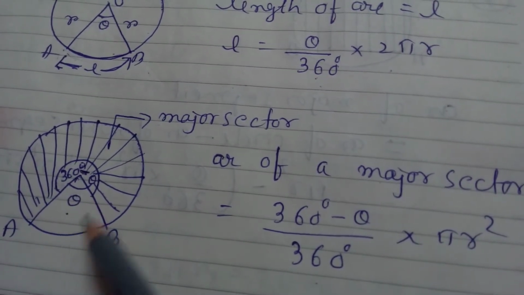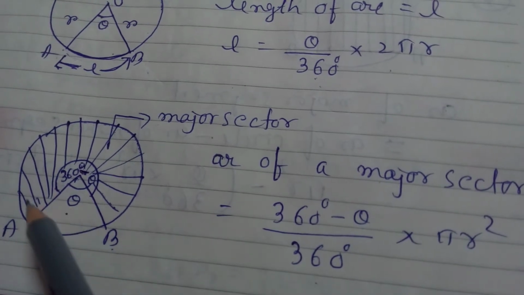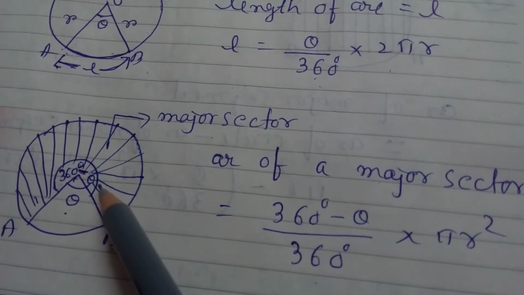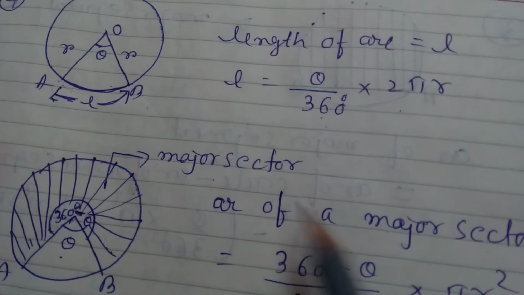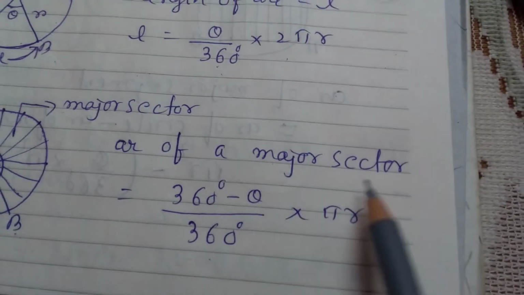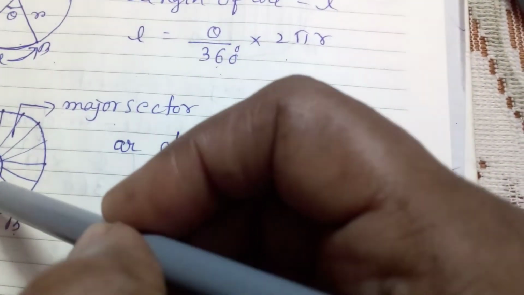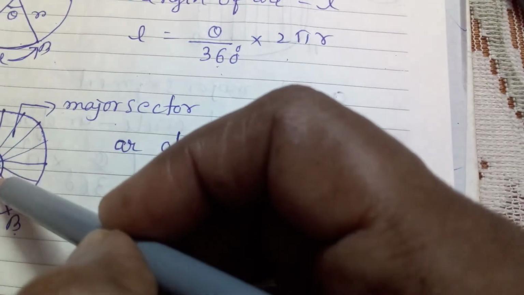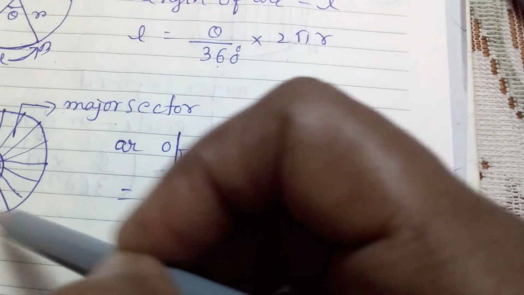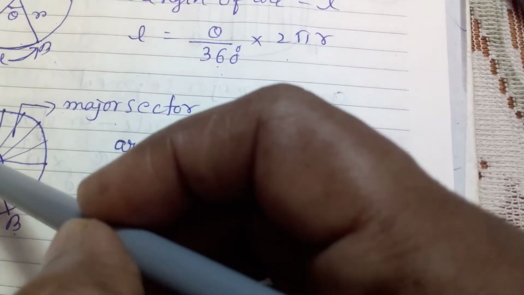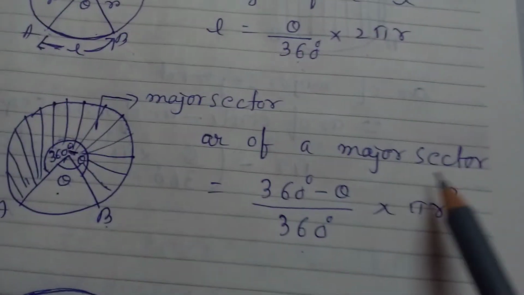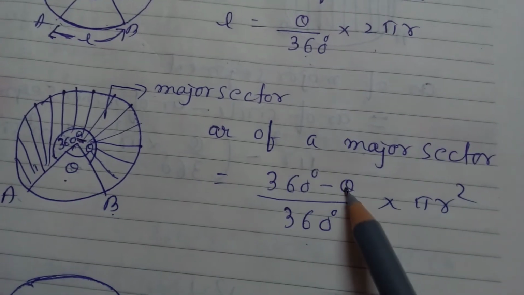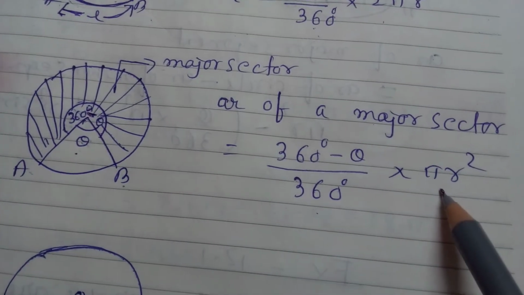This small portion is known as the minor sector and this big portion is known as the major sector. I have written here that the dotted portion is the major sector. So for the area of the major sector, look at this angle theta, and the reflex angle AOB. Angle AOB is theta, and reflex AOB equals 360 minus theta. So area of the major sector equals 360 minus theta by 360 into pi r square.